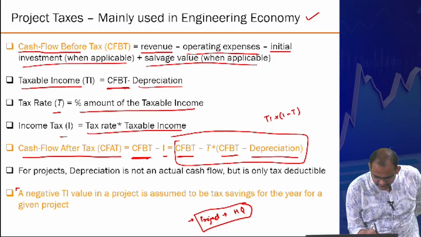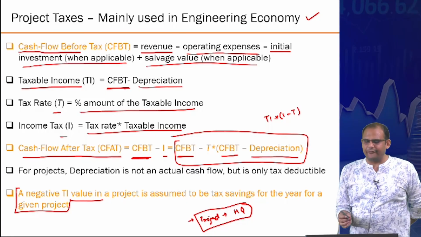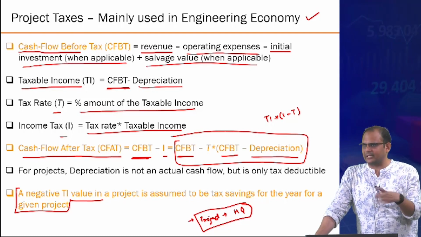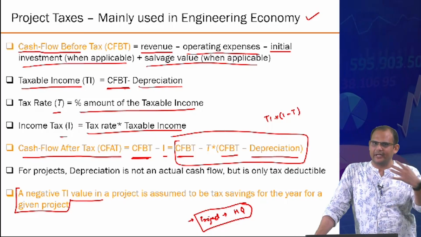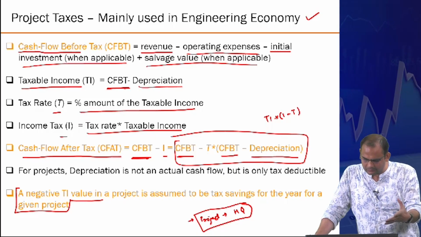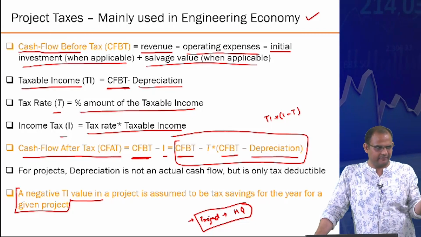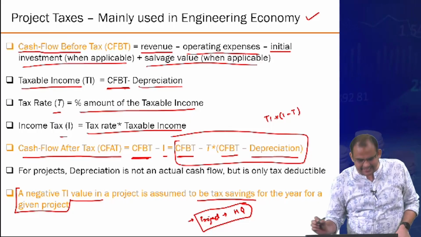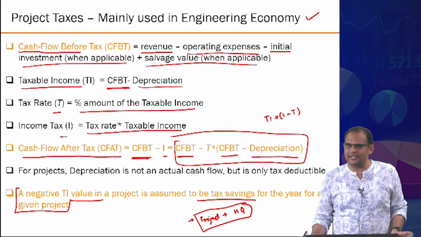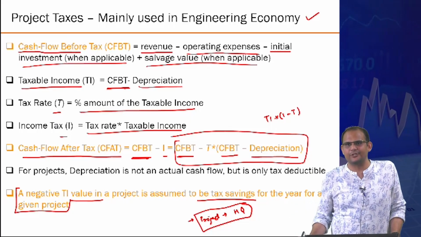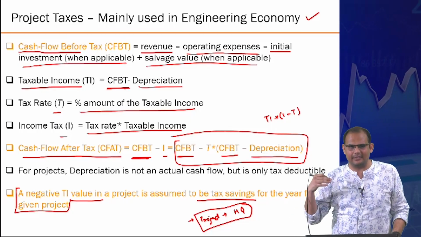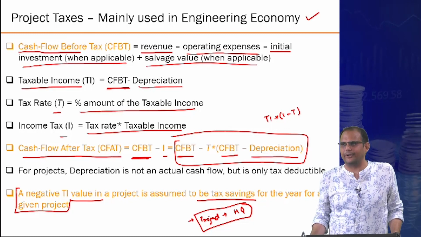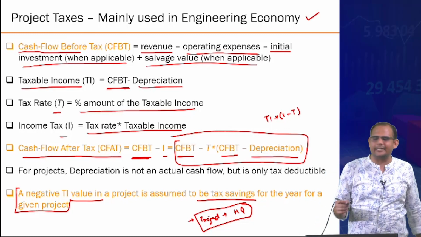One more thing, in particular to projects, if you are getting a negative taxable income because of some reason, because the depreciation amount is too heavy, or in certain key areas you made an initial investment and so on and so forth. If you are getting a negative value, it is assumed to be tax saving for that particular project rather than just keeping it as a zero. So you still apply the same formula, but the net tax income would come out to be negative, but that could be added as a positive for your overall calculation. So it's assumed as a tax benefit.